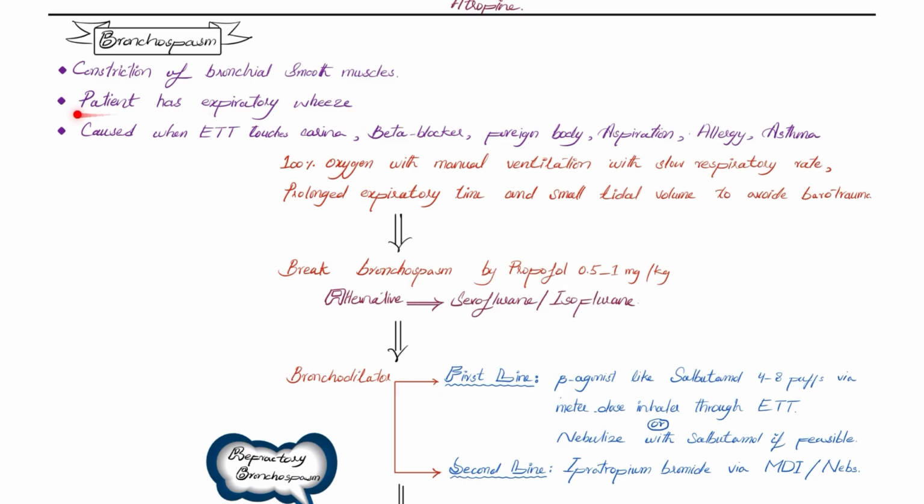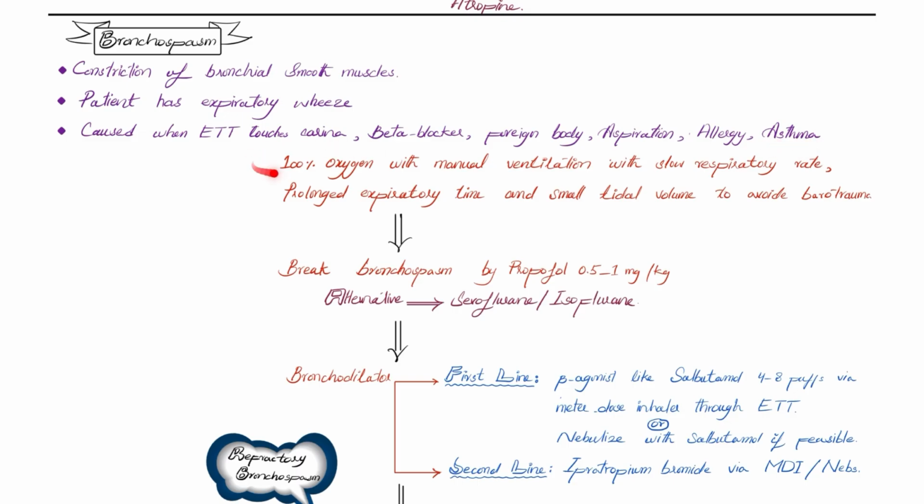This is caused when the endotracheal tube touches the carina. Carina is the point where the trachea divides into primary bronchi. Or the patient is on a beta blocker, or any foreign object has entered into the airway, or there is aspiration, or the patient has allergy or asthma.